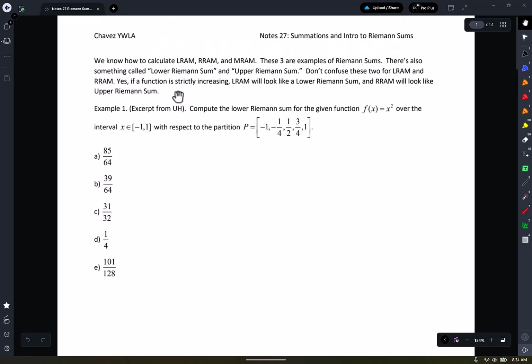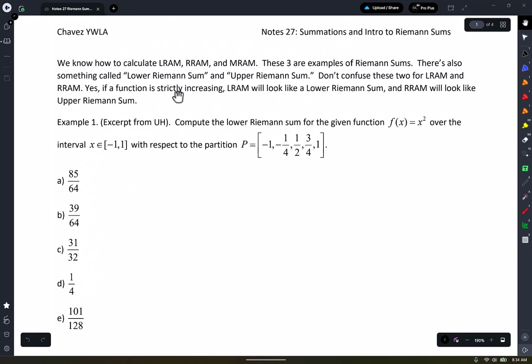We did LRAM, MRAM, RRAM yesterday. There is something called lower Riemann sum and upper Riemann sum. This is not tested on AP, but the reason why I'm bringing this up is because maybe your professor at the university will talk about it. Like A&M College Station is going to talk about this for sure. And I don't want you to be there and be like, Chom didn't talk to me about this. He just talked about LRAM, MRAM, and RRAM.